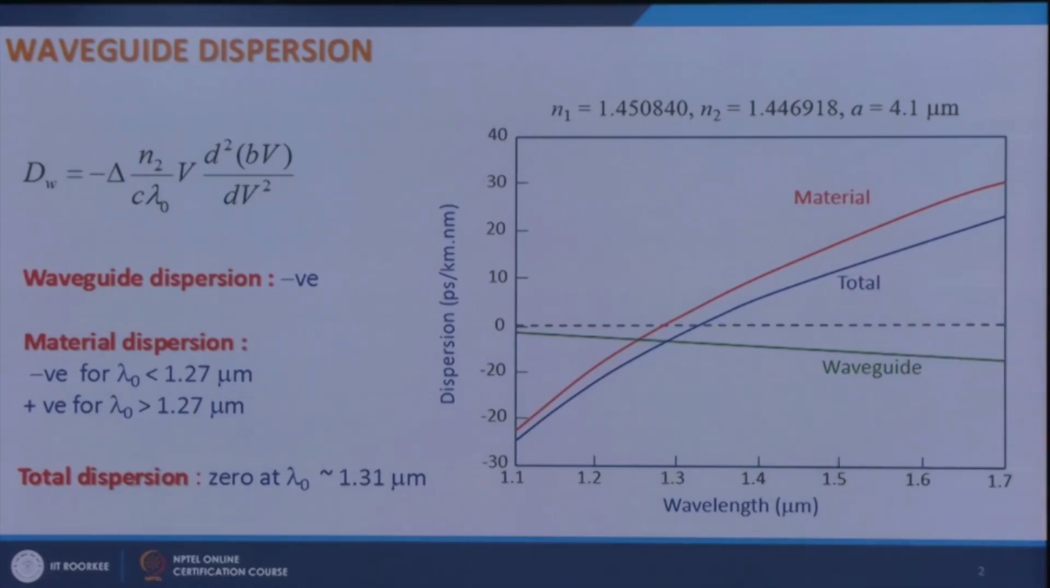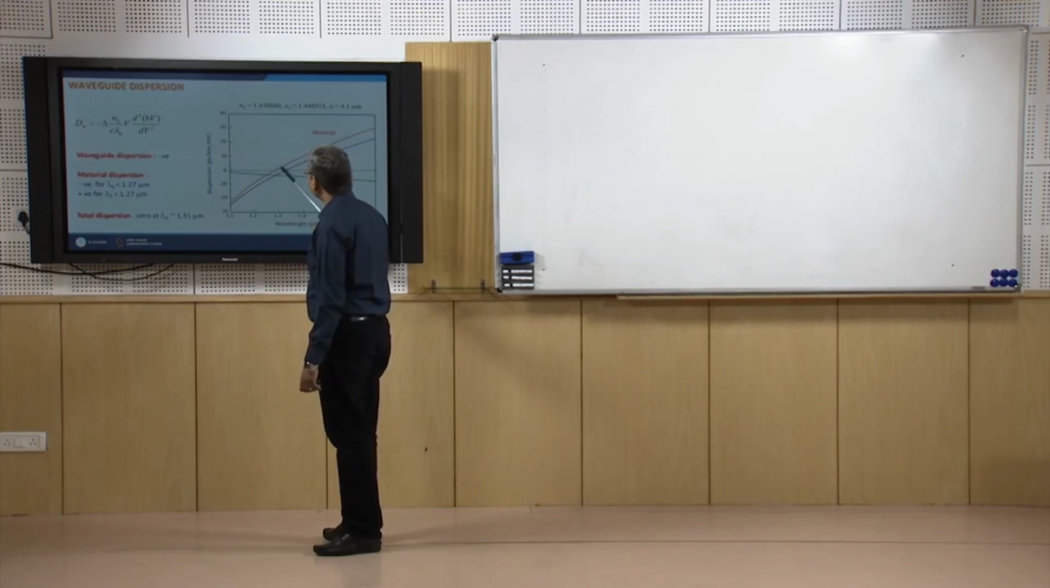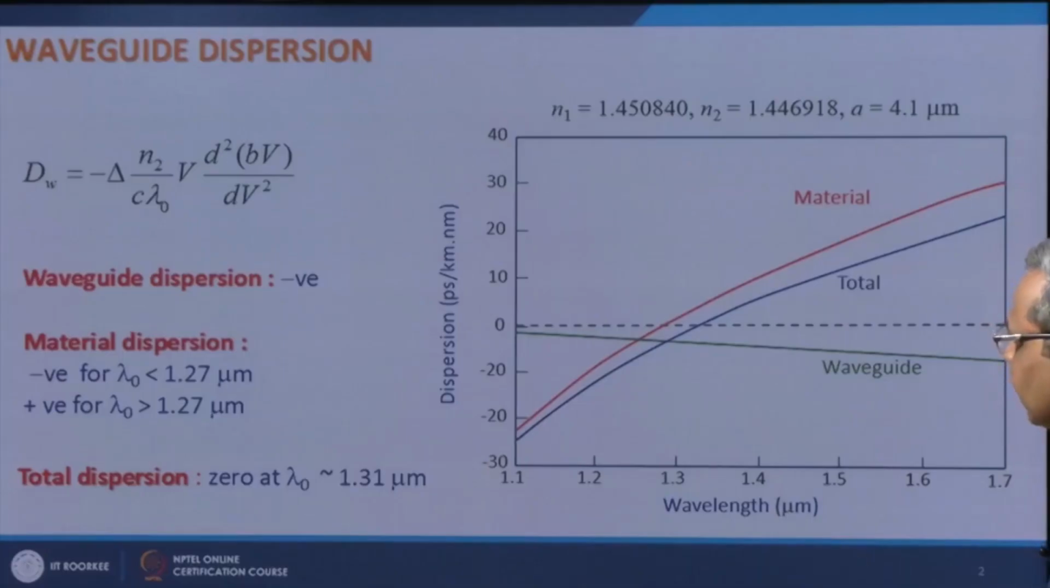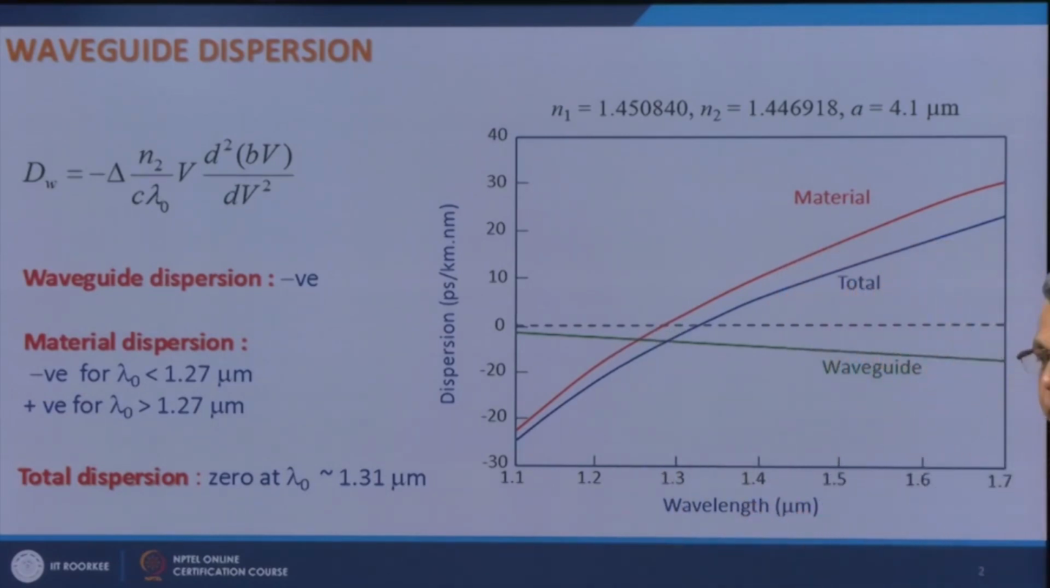When we plot this dispersion coefficient as a function of wavelength, we find that waveguide dispersion is always negative for silica glass fiber, for these particular values of different parameters corresponding to a step index fiber. And if I look at material dispersion for fused silica glass, it goes like this. I see that it is negative for wavelengths shorter than 1.27 micrometer and positive for wavelengths longer than 1.27 micrometer.